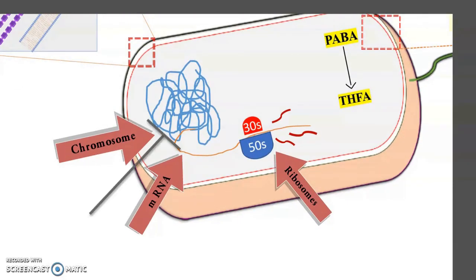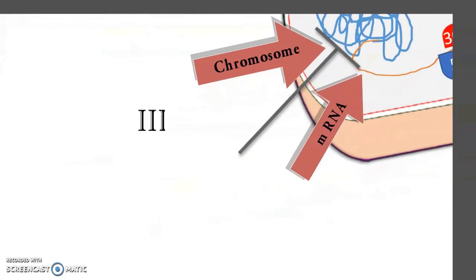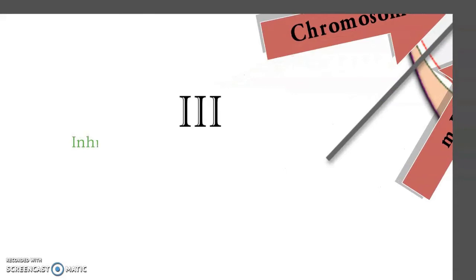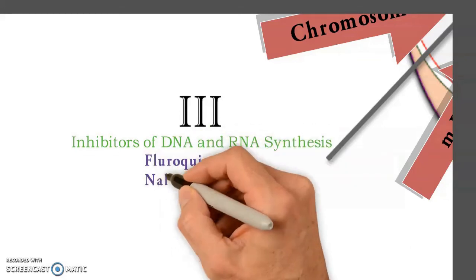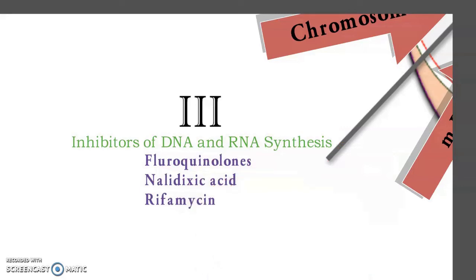Moving on to the third category of drugs, drugs that inhibit the genetic material of the bacteria, that is, the synthesis of DNA and RNA. These drugs restrict certain enzymes required for the synthesis of DNA and RNA. Examples of the drugs include fluoroquinolones, nalidixic acid, and rifamycin. Fluoroquinolones include many examples: ofloxacin, norfloxacin, gatifloxacin, and moxifloxacin are some of the examples of fluoroquinolones, which act by inhibiting the DNA and RNA synthesis.